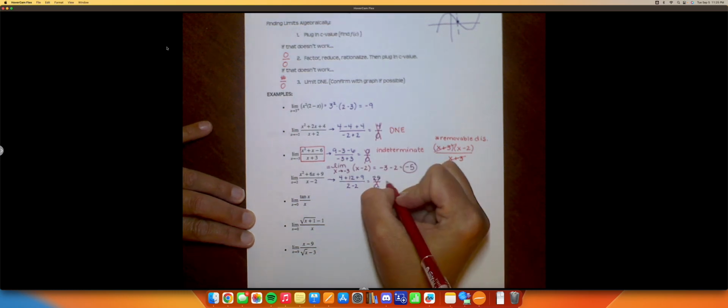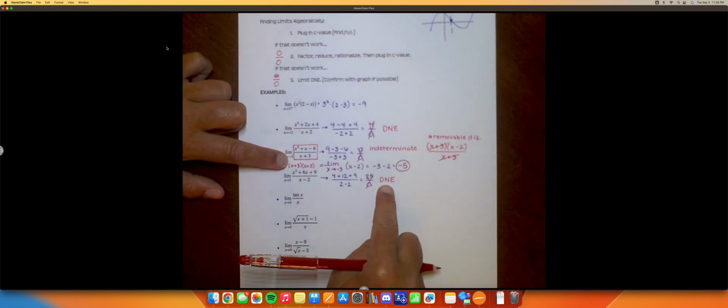This next one should go pretty quick because actually when I plug the 2 in up top, I'm going to get 2 squared is 4, 6 times 2 is 12, and then plus 9. And this is over 2 minus 2. So this makes a 25 over 0. And so that's an automatic undefined. Okay. And I said undefined because the value is undefined, but we would say that the limit does not exist. Okay.